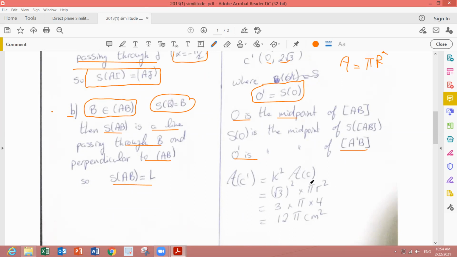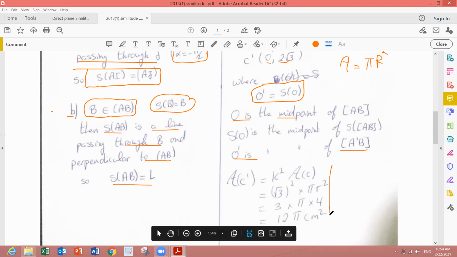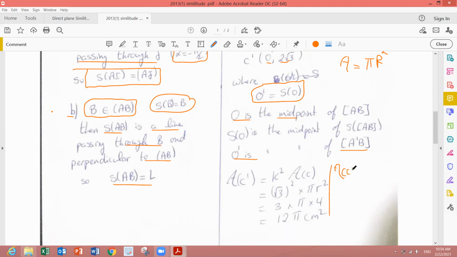Okay. The area of C is pi r squared, or I can say the area of C prime is pi times r prime squared, equal pi times 2 radical 3 squared, equal 12 pi.